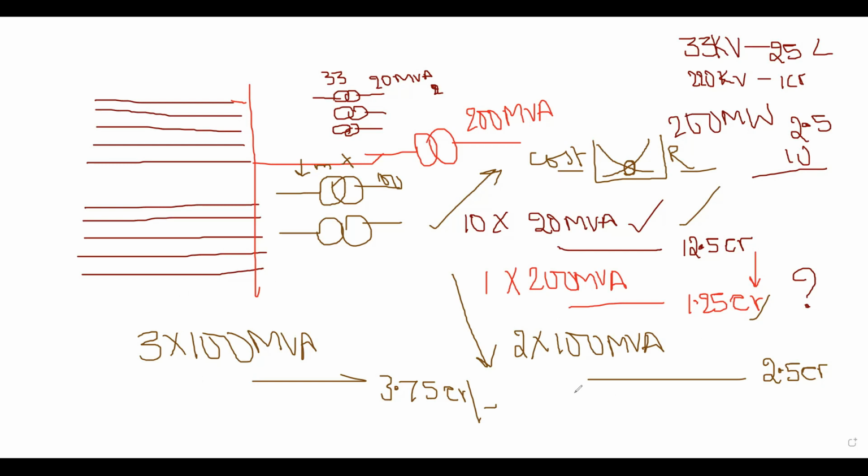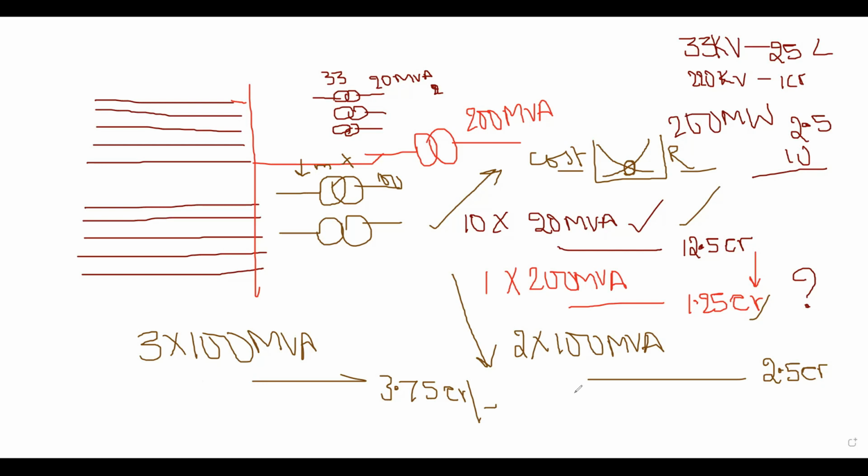Someone says, why place 3 numbers of 100 MVA transformers? 2 into 100 is quite big and fine for my system, because my project is a solar project. I can do the maintenance during the night. If any problem was there, since generation is only 12 hours, I can attend the maintenance during the night. So I don't want the reliability here.